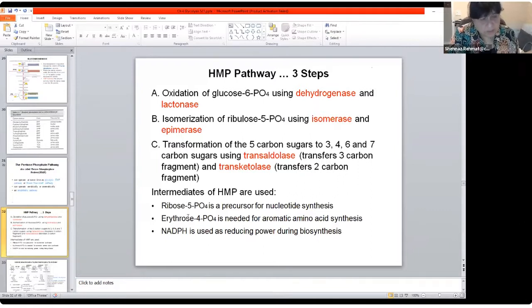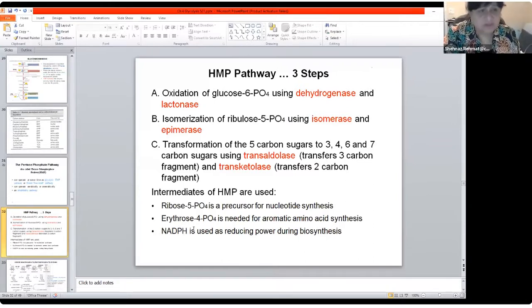Remember, the 5-carbon and the 4-carbon ones will be needed for nucleotide and aromatic amino acid synthesis. And also, in this pathway, the only one where the electron carrier is NADPH. Now, what does this indicate? That this pathway generates your electron carrier, which can now be used as reducing power during biosynthesis. So this will be used during anabolic activity.